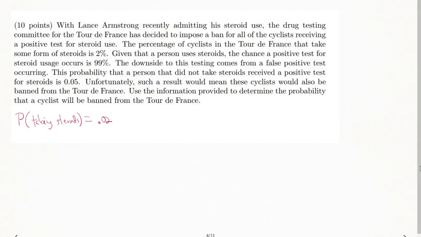Let's say is 0.02. Now, from that, you can actually also get the probability of not taking steroids. That's immediate. And the reason why we can say this is immediate, probability rules, right? This should equal 1 minus 0.02, which is 0.98. Okay.